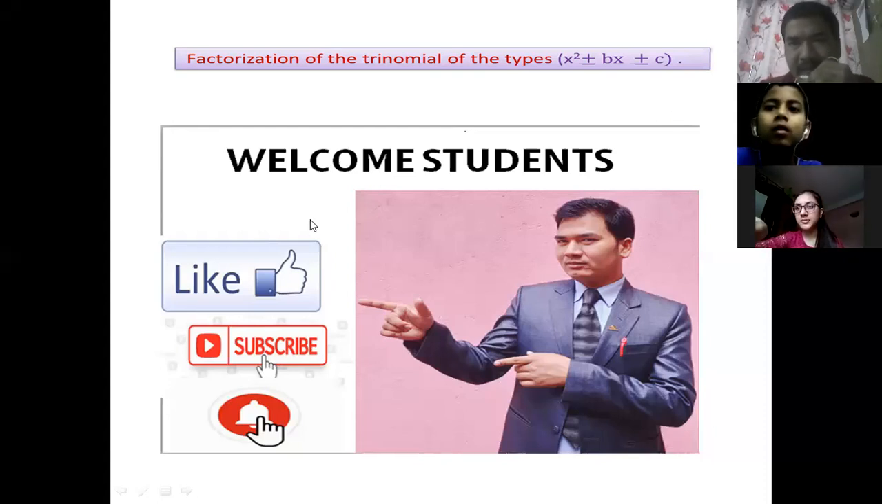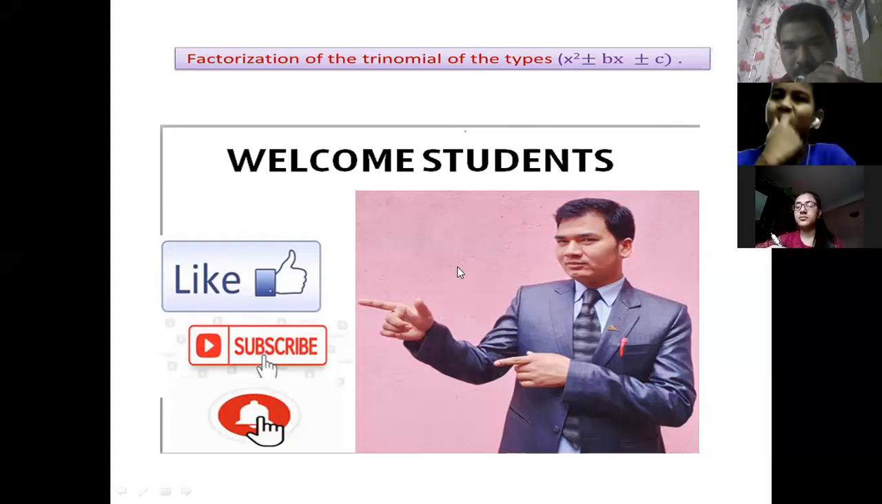Okay, children, look here. In this exercise, we are going to factorize the trinomial. Okay, that's we can do trinomial one. And in such case, how to factorize, I am going to teach you here. Everybody look here.